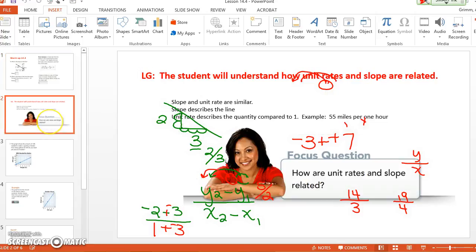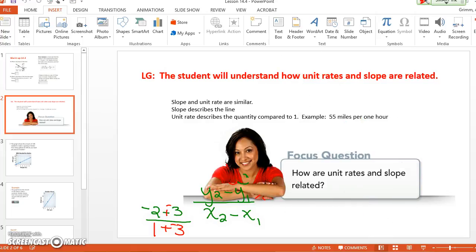All right, so let's look at what we're going to talk about today. We're going to understand how unit rates and slope are related. So kind of what I wanted to talk about, which we've talked about, is slope. Slope basically describes the steepness of a line. And we talked a lot about that yesterday.